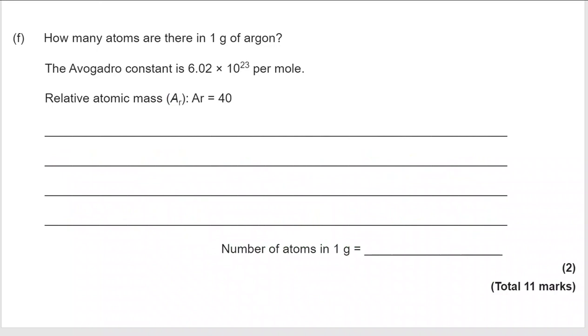And finally, part F, how many atoms are there in 1 gram of argon? We're told the relative atomic mass of argon is 40. Now that means that 1 mole of argon is 40 grams. We also know that 1 mole of anything contains 6.02 by 10 to the power of 23 atoms or molecules of it. So if there are this many in 40 grams, there will be a 40th of that in 1 gram. So 1 over 40 times 6.02 by 10 to the power of 23 gives you a value of 1.51 by 10 to the power of 22. And that brings us to the end of the question.